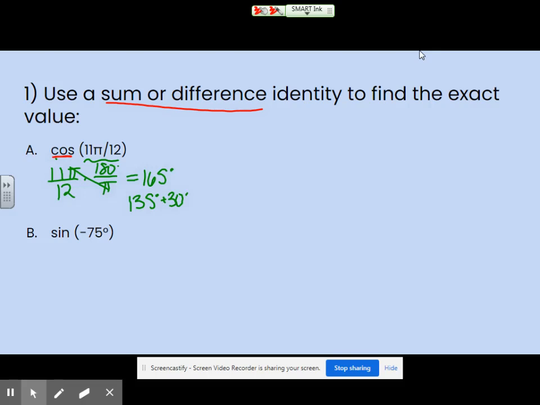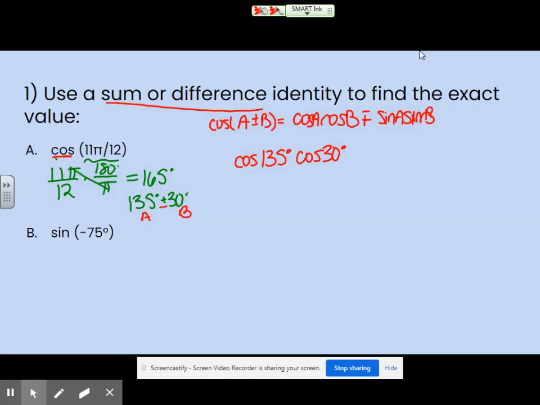So I know that the cosine sum and difference is the cosine of A plus or minus B equals cosine of our first angle A times cosine of our second angle B, minus or plus, because the signs flip-flop, the sine of A times the sine of B. Yeah, sine of B, there we go. So I can designate my 135 as my first angle A and my 30 degrees as my second angle B. And what's that going to get me? I'm going to have cosine of 135 degrees times the cosine of 30 degrees.